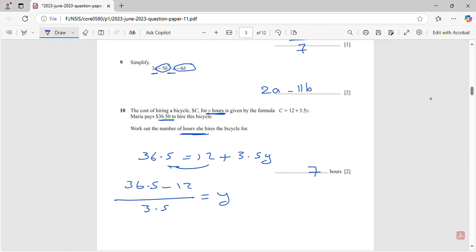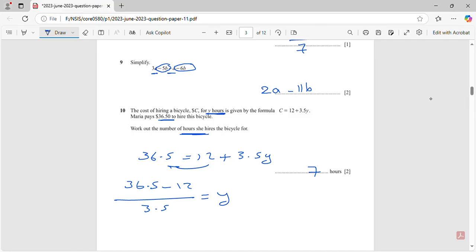Okay. هنا the cost of hiring bicycle it's C. So الكوست يعني اللي هيدفعه في الآخر C. لقد إيه؟ لعدد y من ال hours. Is given by the formula, and this is the formula. Since C is the cost, y is the time. The total time that she hired the bicycle. Maria paid 36.5. يعني هي دفعت كله في الآخر 36.5 to hire this bicycle.